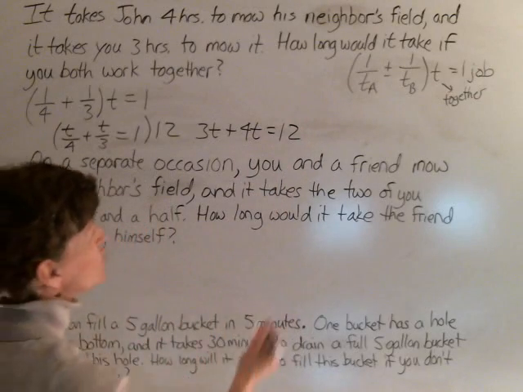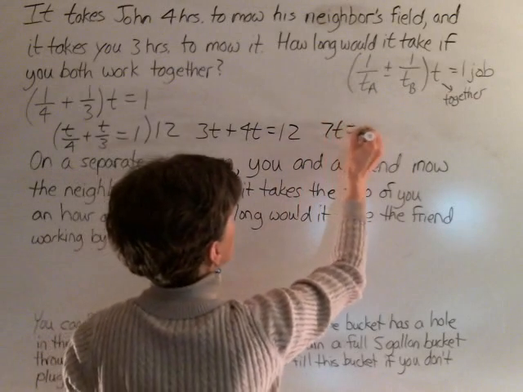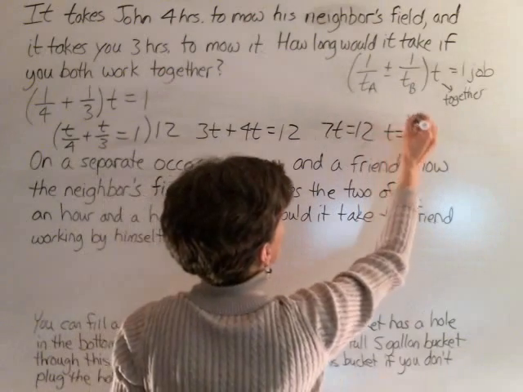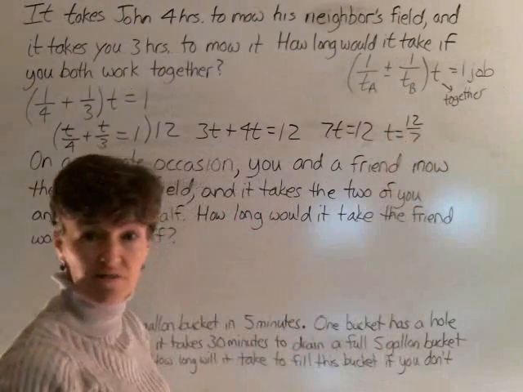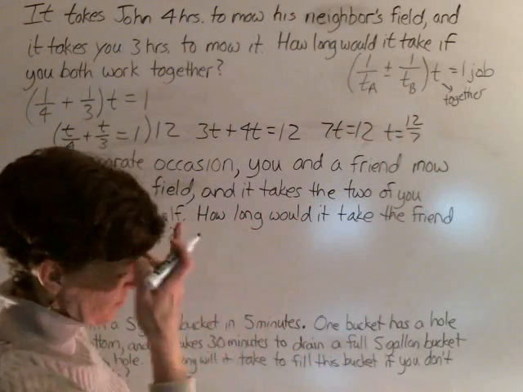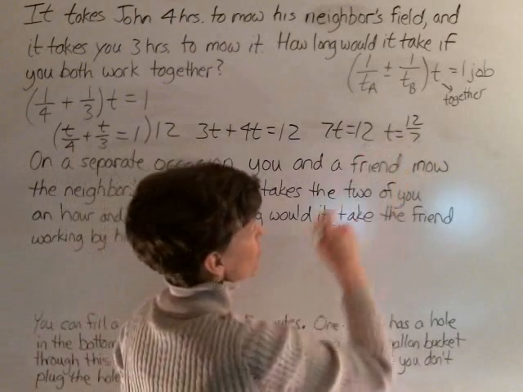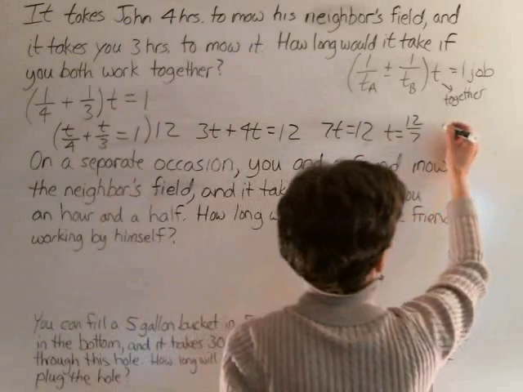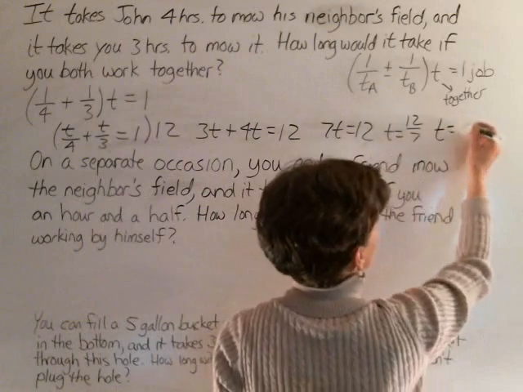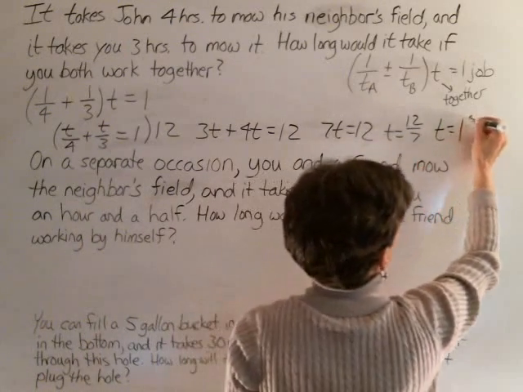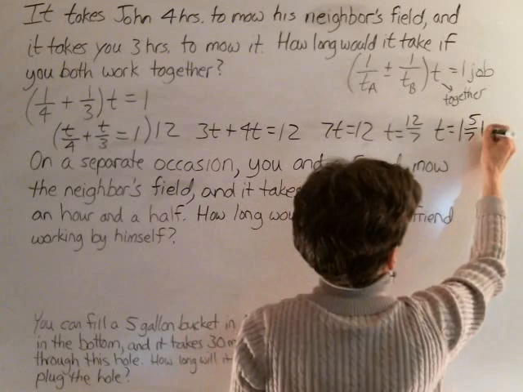So I've got 7t equals 12, and t equals 12 over 7. Now this is a real life problem, so we probably wouldn't leave our answer as an improper fraction. We would write it as a mixed number and put our units on it. So the time it takes us together is 1 hour and 5/7 of an hour.